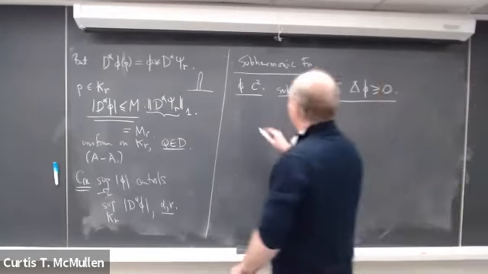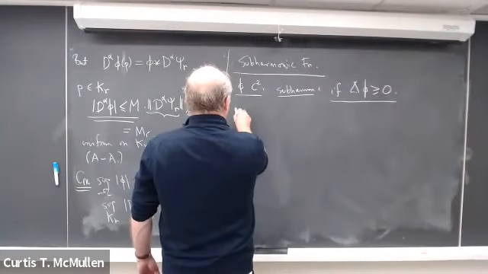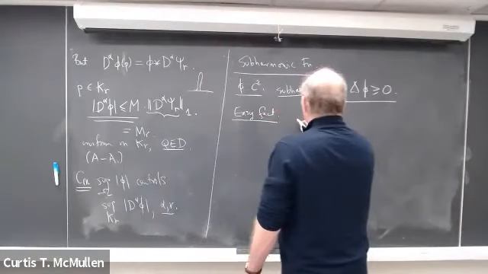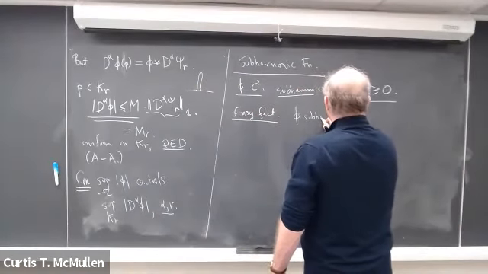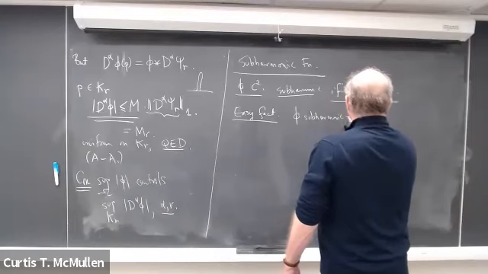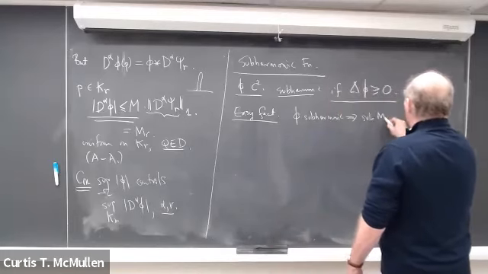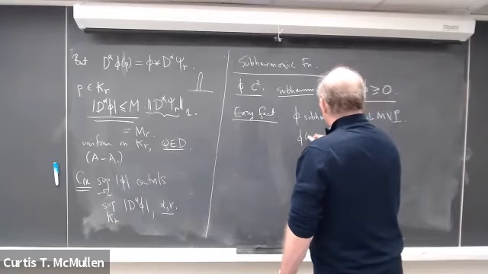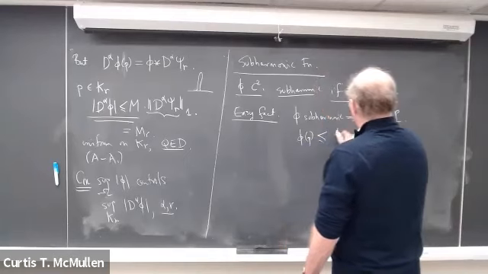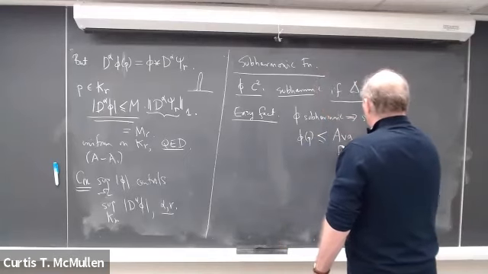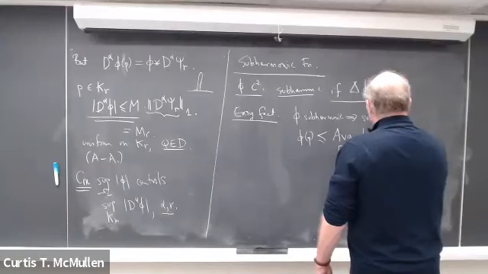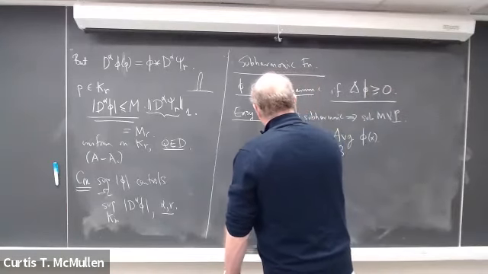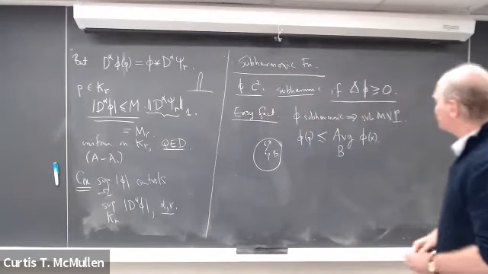And an easy fact is that if phi is subharmonic, then it satisfies a sub-mean value property. Namely, the value of phi of p is less than or equal to the average over B of phi of x for any symmetric ball B centered at the point p.